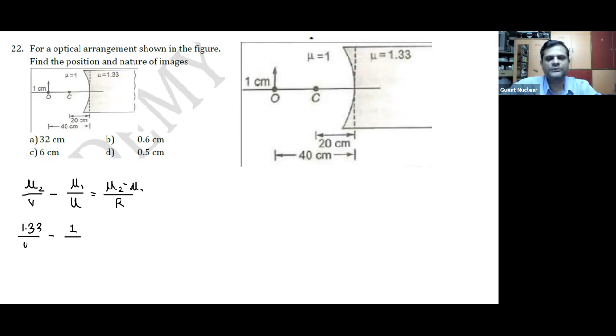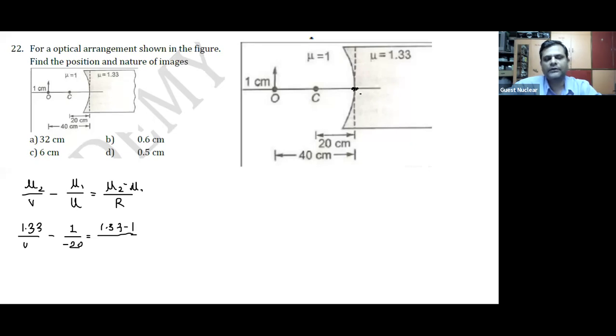And u is the object distance, which is actually 40 centimeter. But again, it is going to be negative because it is at the left side of the pole. This is the origin. Okay, ये pole मतलब origin है. ठीक है, तो यहाँ पे आएगा -40, replace कर दिया इधर, and that is going to be equal to μ2 minus μ1, which is 1.33 minus 1 only.